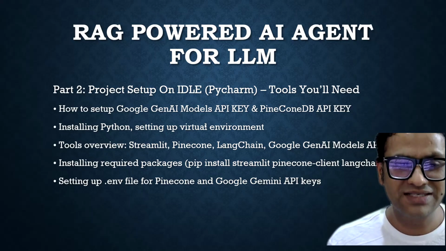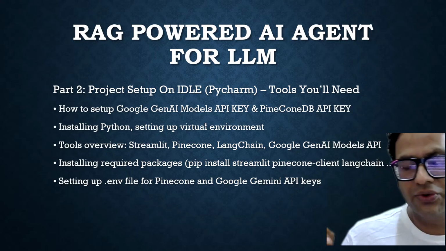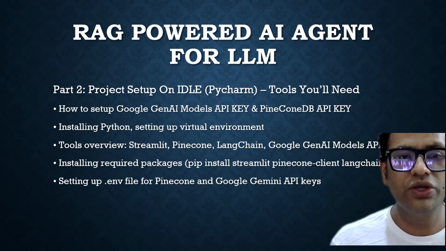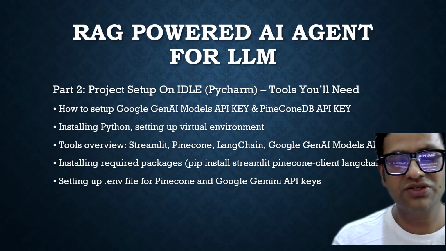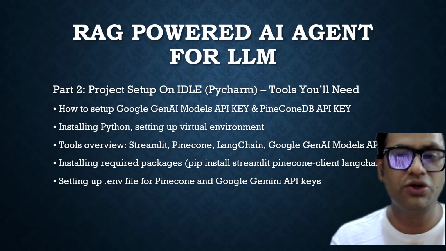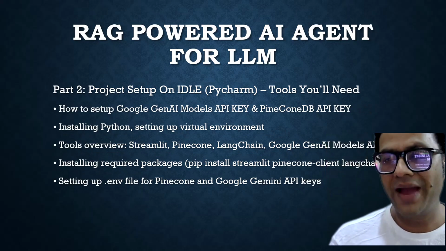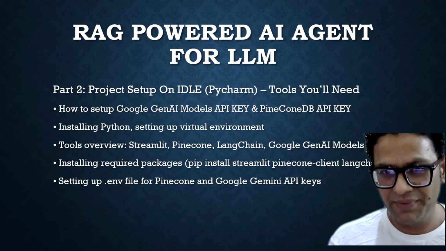Right. As you can see on my screen, the very first thing, because we are going to use a Google-provided LLM, is to create the API key, because the API key is the one through which we are going to make the connection. So we need two API keys set up. One is for PineconeDB, which is a vector database, right?